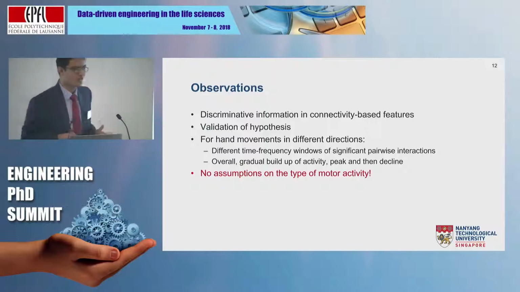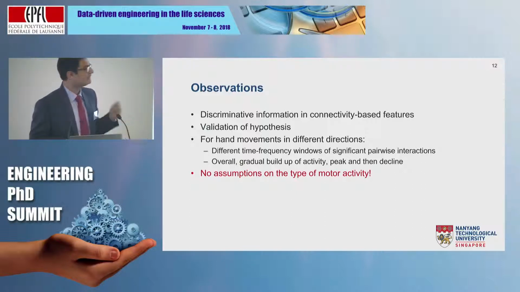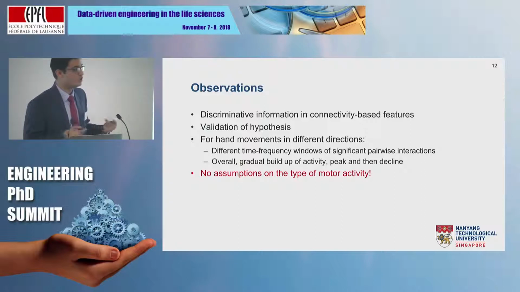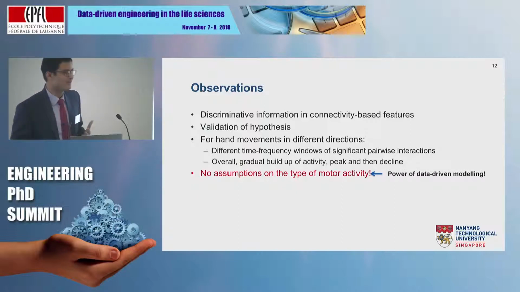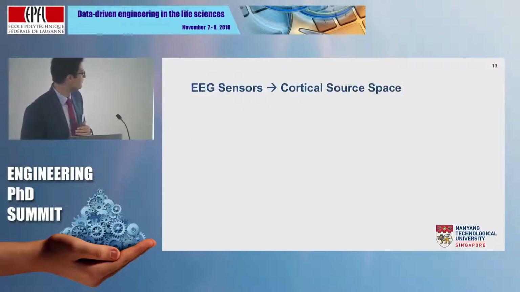And we were able to model this without any assumption on the type of motor activity involved. There is absolutely no information given to the classifier about the fact that they are actually performing movements in 4 directions. So that means that such a kind of network, such a kind of model, can be used to study different types of motor activity. Right, and this is what shows the power of data-driven modeling.